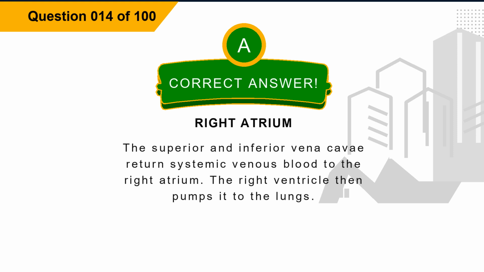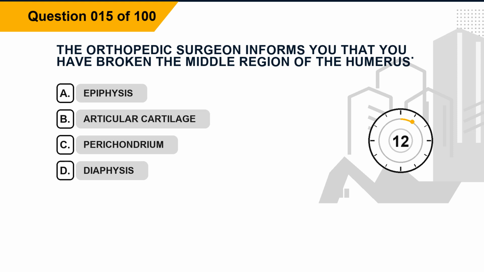The right ventricle then pumps it to the lungs. Question 15. The orthopedic surgeon informs you that you have broken the middle region of the humerus.